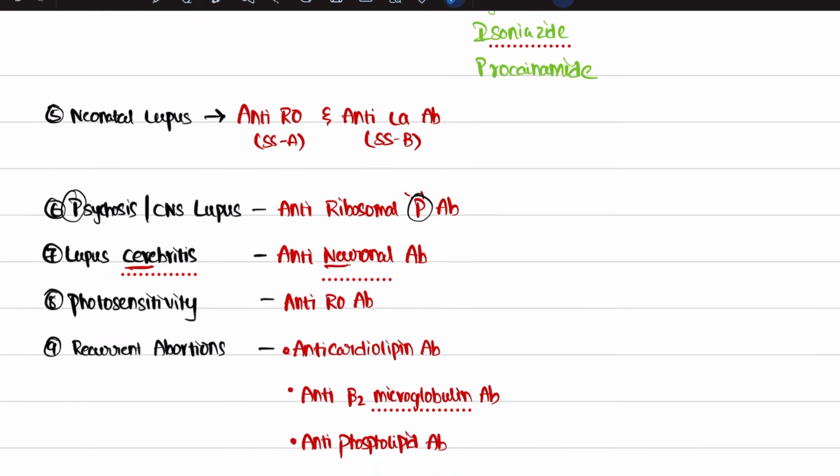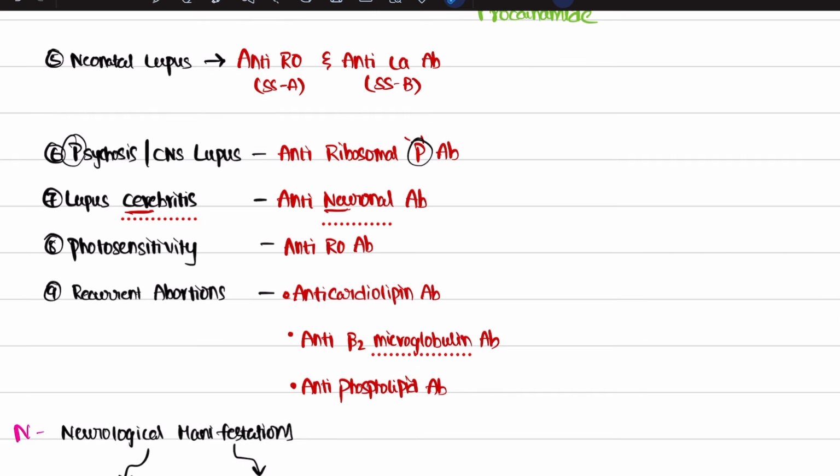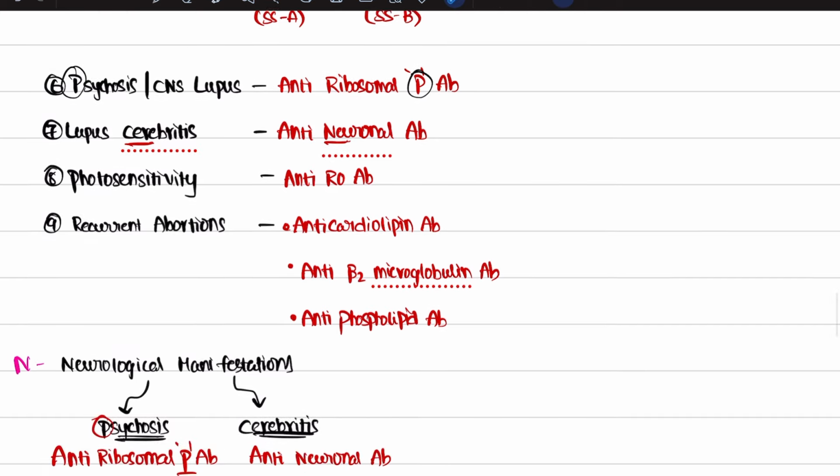In psychosis, P, we can remember it by P. P is seen in what antibody? Ribosomal P. That's how we are going to remember psychosis or CNS lupus. And lupus cerebritis affects the brain. So in the brain there are neurons, so anti-neuronal antibodies. In photosensitivity, we have already discussed this many times. So this is anti-Ro antibody.